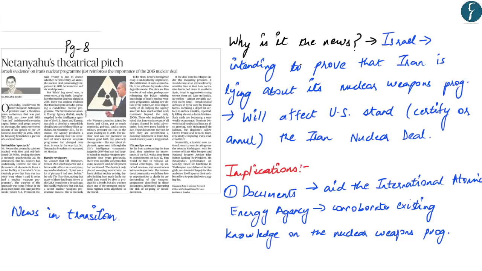leaked data. So I hope you have understood that the Israeli PM has obtained documents from Iran through which he is intending to prove that Iran is lying about its nuclear weapons program, and this is going to affect the United States' stand on whether to certify or to annul the Iran nuclear deal. The implication of these leaked documents will be that they will aid the International Atomic Energy Agency to corroborate its existing knowledge on the Iranian nuclear weapons program. And as of now, this news is in transition.